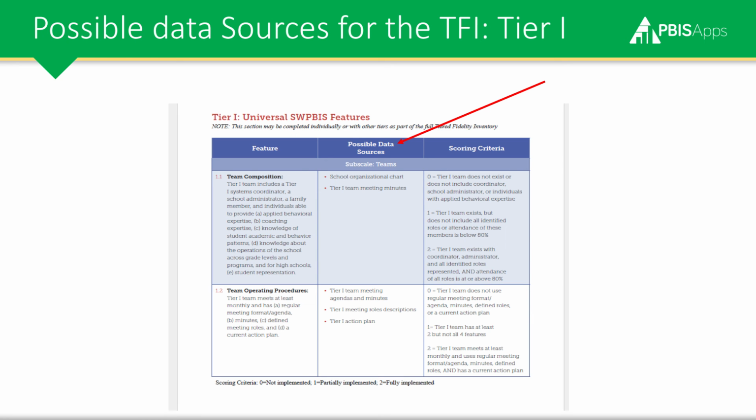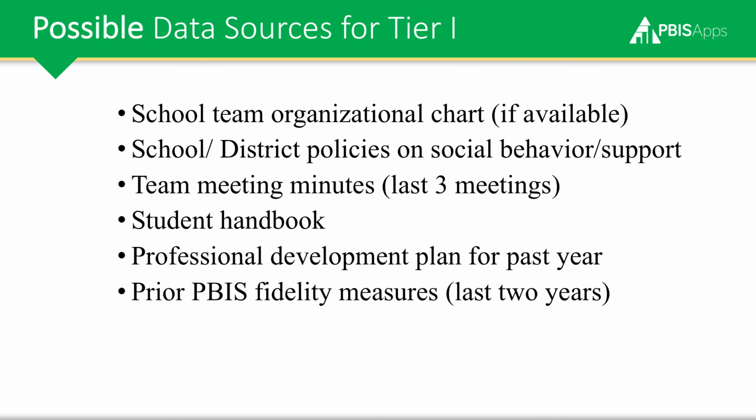This is the first page of the TFI Tier 1. Notice that there are 3 columns. The middle column says possible data sources. This doesn't mean that all the data sources listed must be used. The possible data sources are a list of documents that can be used to help the team in answering the questions. This slide and the next slide list the possible data sources that are listed on the TFI.